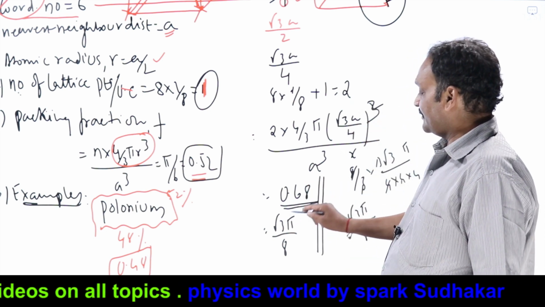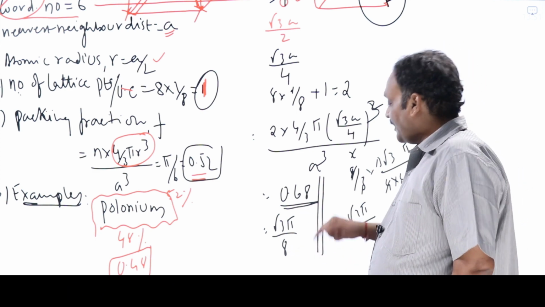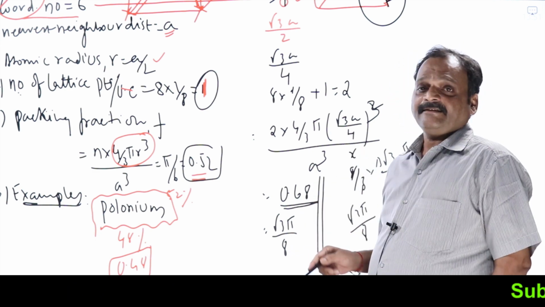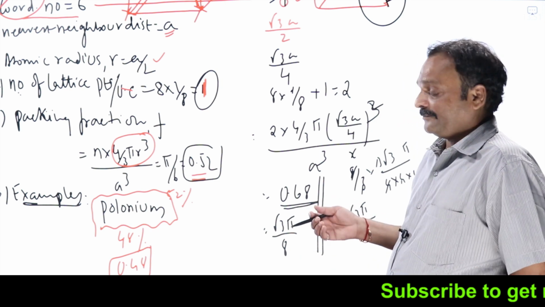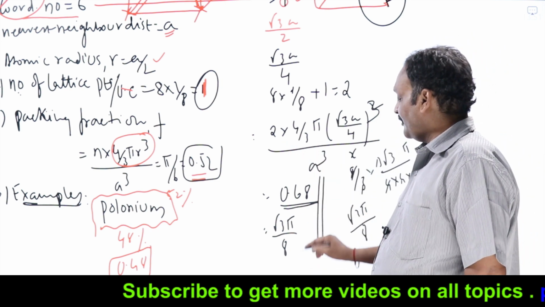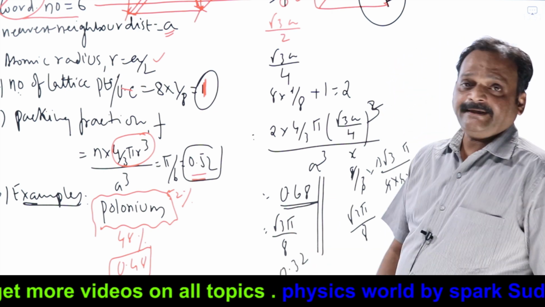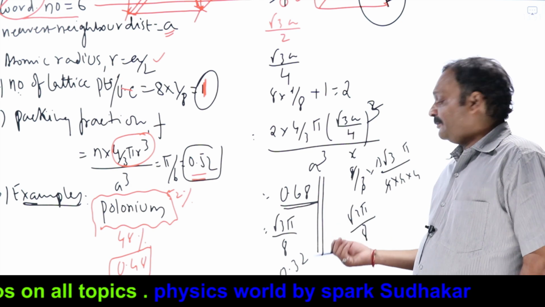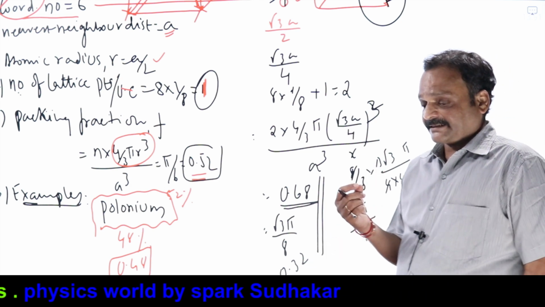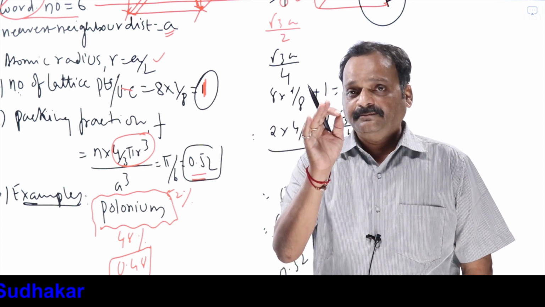Packing fraction is root 3 pi by 8, remember it also. This also comes in the exam directly. If you simplify that further, you'll get 0.68 or 68%. So what is null or void space? Null or void space is 1 minus 0.68, that is 0.32. So 32% of the unit cell in BCC structure is actually void space or null space. It contains nothing, simply vacuum.